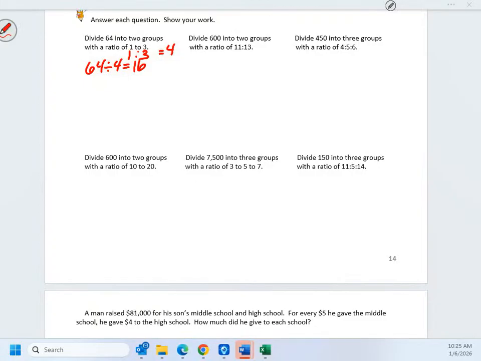What do I do with that 16? Ellen? You multiply 1 times 16 and 3 times 16, and that's the ratio. So I take my ratio, 1 times 16, 3 times 16. I know 1 times 16 is 16. What is 3 times 16? AJ? 48.